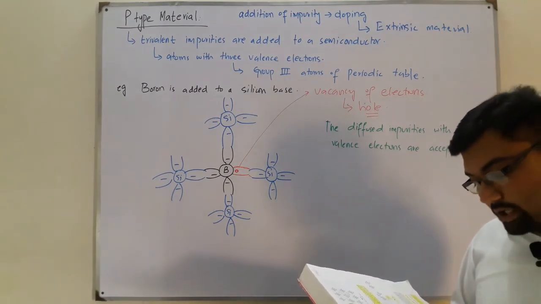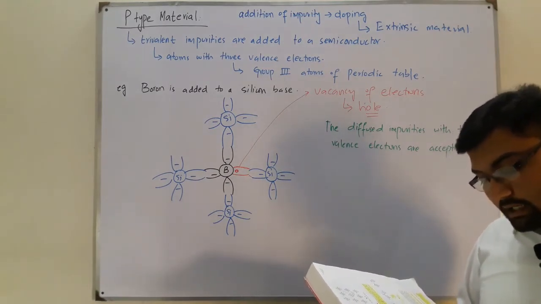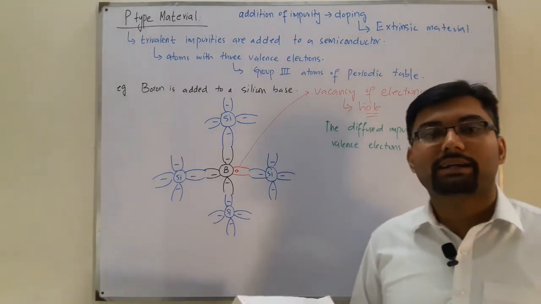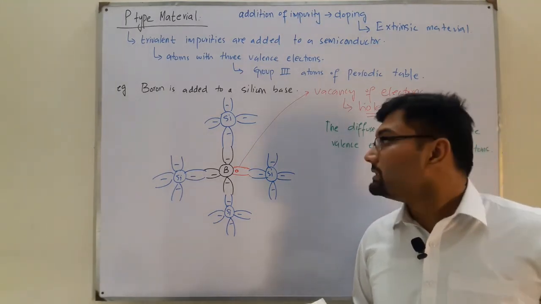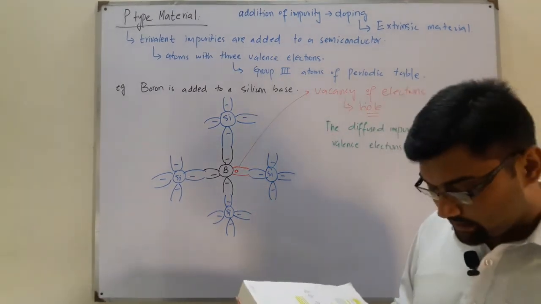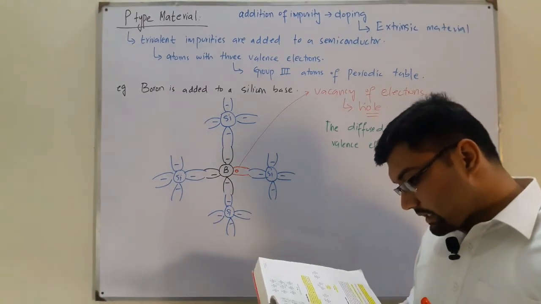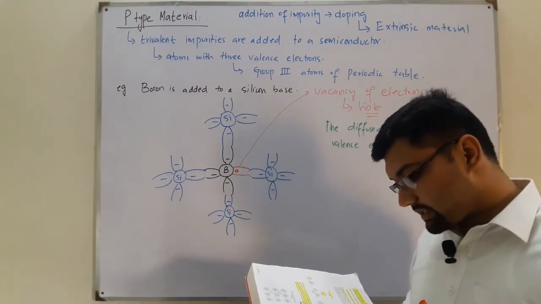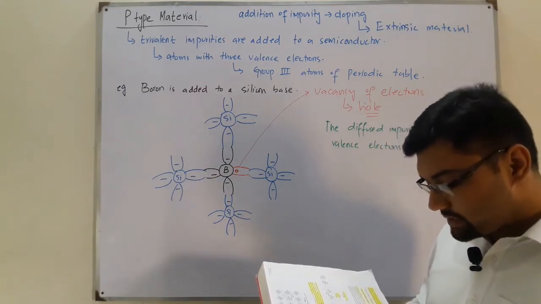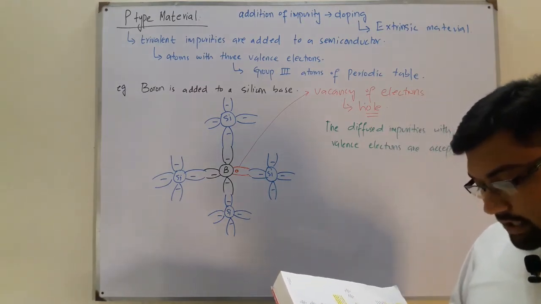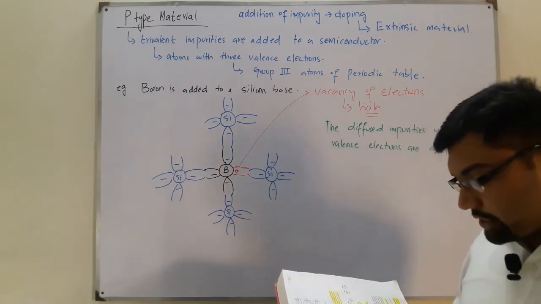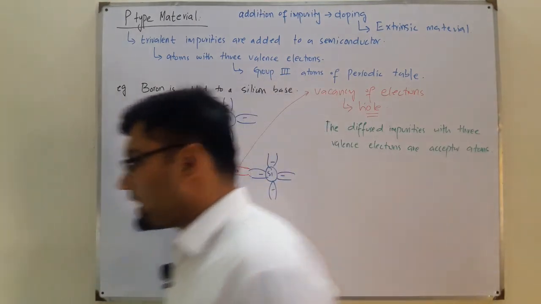The resulting vacancy is called a hole and is represented by a small circle or a plus sign. But remember that this plus sign does not indicate a positive charge. This will indicate a vacancy of electron. So this hole symbol is most frequently used, indicating the absence of the negative charge. Since the resulting vacancy will readily accept a free electron, the diffused impurities with three electrons are called acceptor atoms. Right? The resulting p-type material is electrically neutral for the same reasons as described for the n-type material.